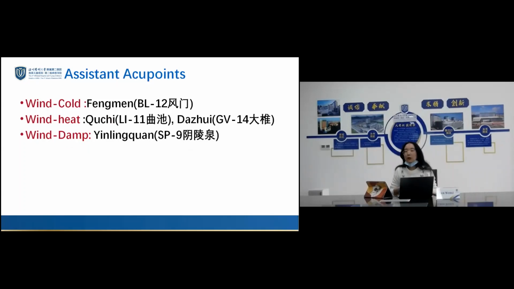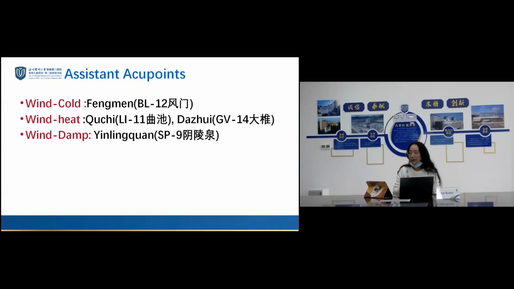And then according to the differentiation, you can choose the assistant point. If the patient is considered as wind cold, you can choose the bladder 12, we call Fengmen, as the assistant. And if it's wind heat, you can choose large intestine 11, Quchi, and the Dazhui governor vessel number 14. These two points are very effective for heat disease, heat syndrome.